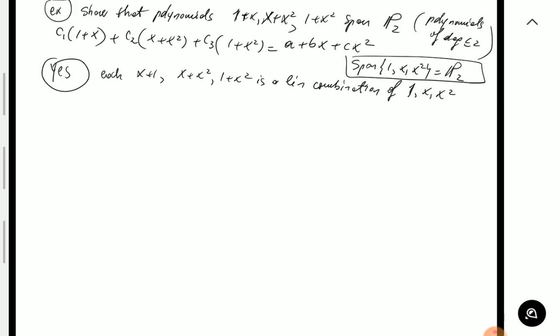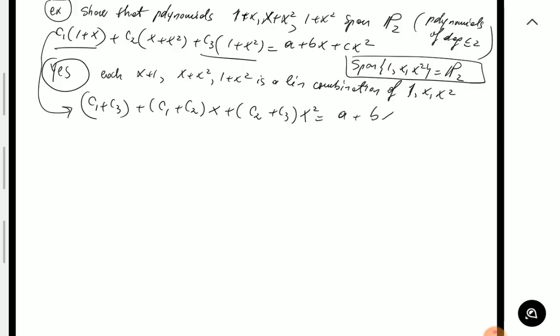But let's pretend that we don't actually notice this, and let's just check by using the definition whether the set of polynomials 1 plus x, x plus x squared, 1 plus x squared spans the entire space P2. Well, if you expand them and recombine the terms by the powers of x, you're going to have C1 plus C3 as the constant term, coming from the first and the last. Then the coefficient of x will be C1 plus C2. And the coefficient of x squared is C2 plus C3.